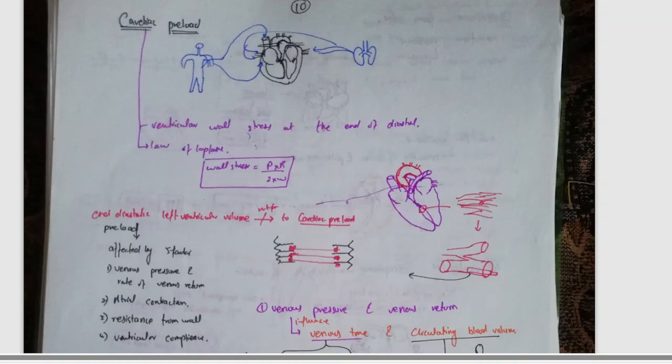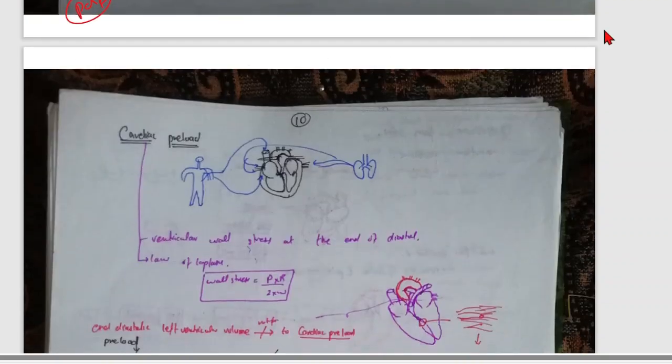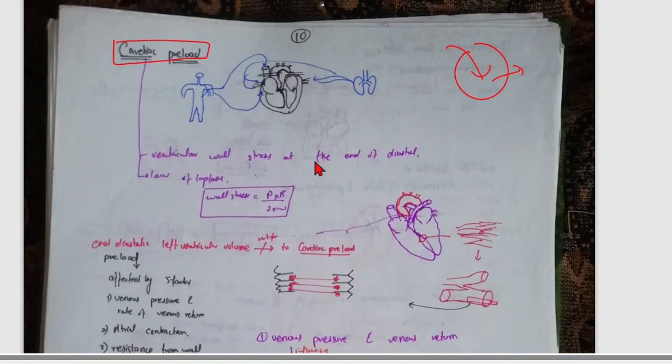So now we will explain the cardiac preload. Okay, we have already explained the contractility. Now we will explain the cardiac preload. So cardiac preload is actually the load that comes here and is not ejected. That is called preload. Okay, so preload is ventricular wall stress at the end of diastole.